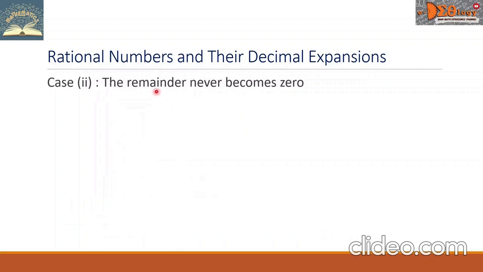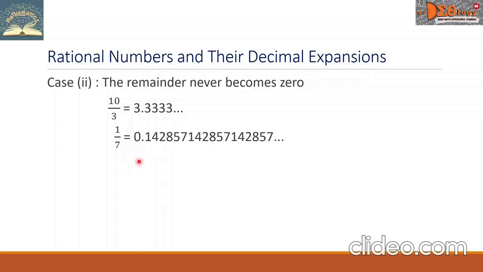Case 2, the remainder never becomes 0. One example here, 10 over 3. In decimal, this is 3.33333, and so on. Another example, 1 over 7. That is equal to 0.142857, 142857, 142857, and so on.